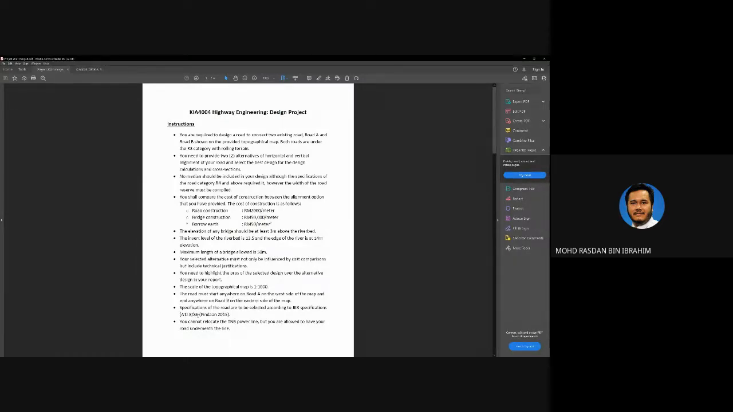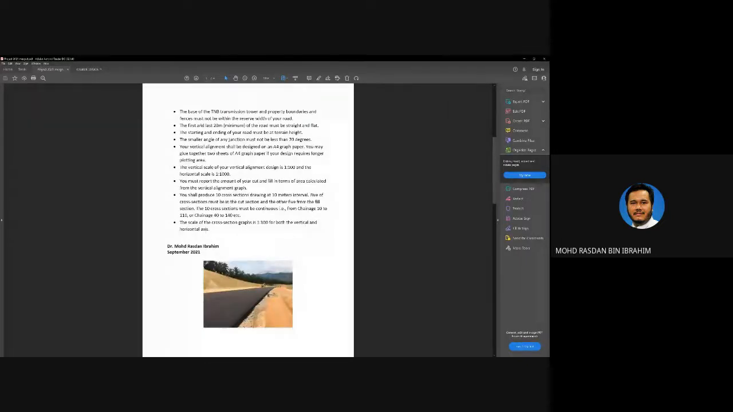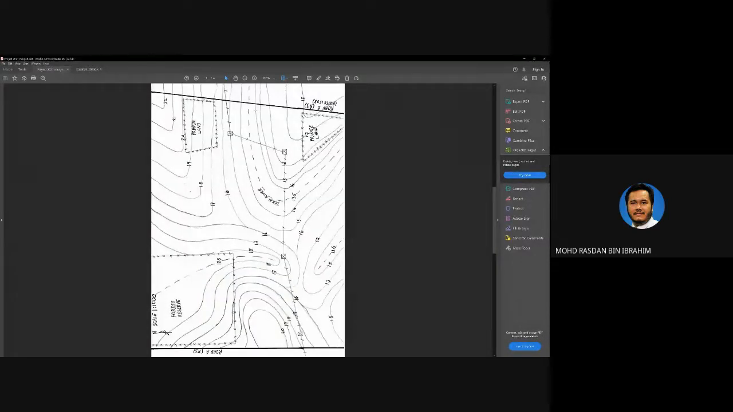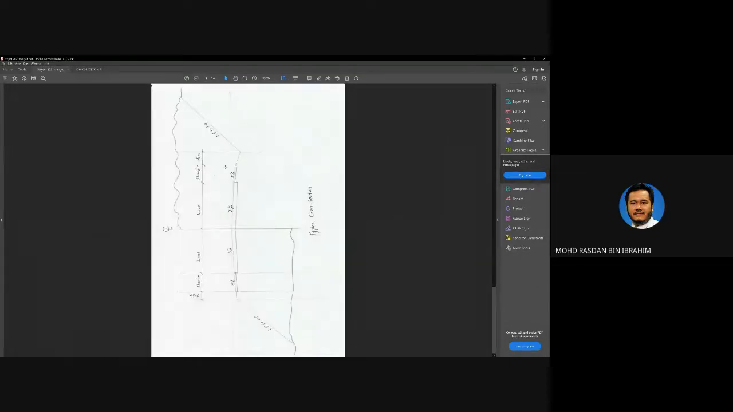So this is the specification that we are going to use, Arahan Teknik Jalan 8/86. You cannot relocate the TNB power line. The first and last 20 meters must be straight and flat. The starting and ending of your road must be at terrain height. I'll explain this later. So in simpler words, you have to come up with two designs.